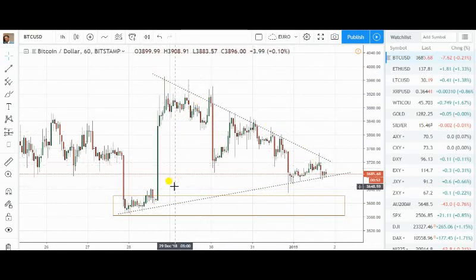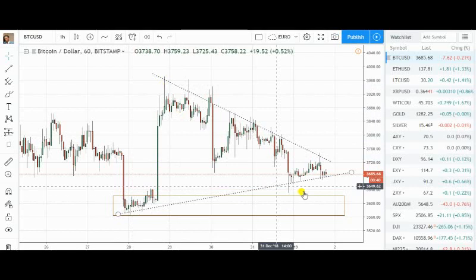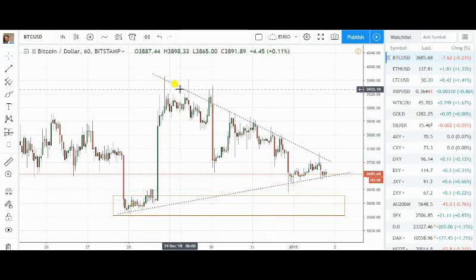So this triangular shape is a pennant. So a pennant chart pattern is comprised of three moves. So you first look at where it began, its height, and its low. So we have one, two, and three movements.